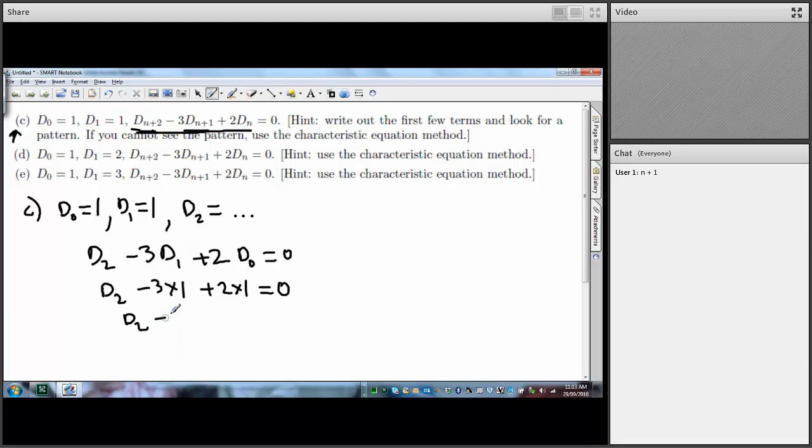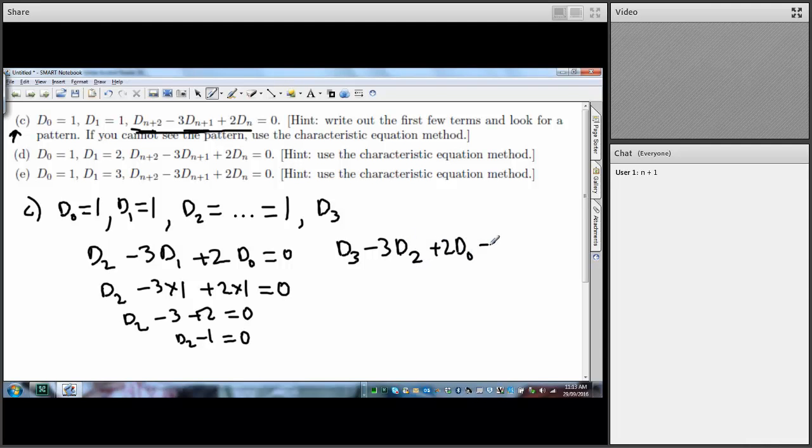So subbing everything I know in, I've got D2 minus 3 times 1 plus 2 times 1 equals 0. So if you plug them in, D2 minus 3 plus 2, so D2 minus 1 equals 0, or we simply have D2 is equal to 1.